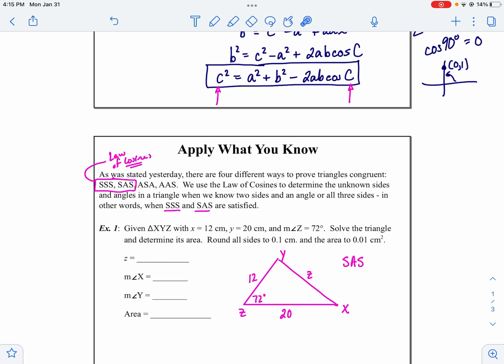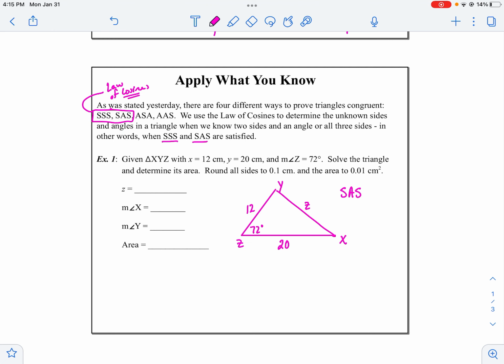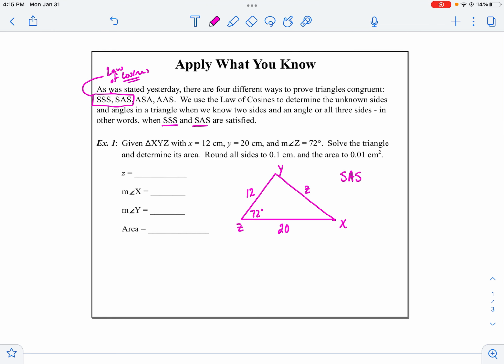So I know that the only option is to put the 72 all the way down here at the end as the cosine of 72. If that is the case, now I just have to fill everything in. So wherever the angle is, 72, across from it is side Z. So across from it in the equation is side Z. So it's going to go over there.